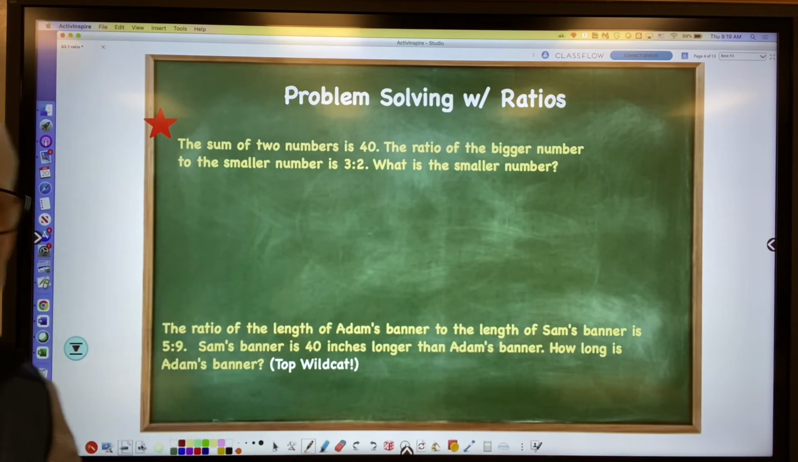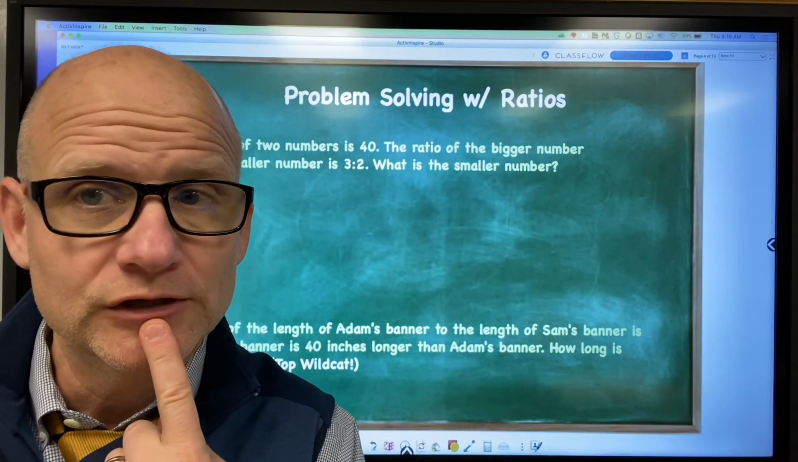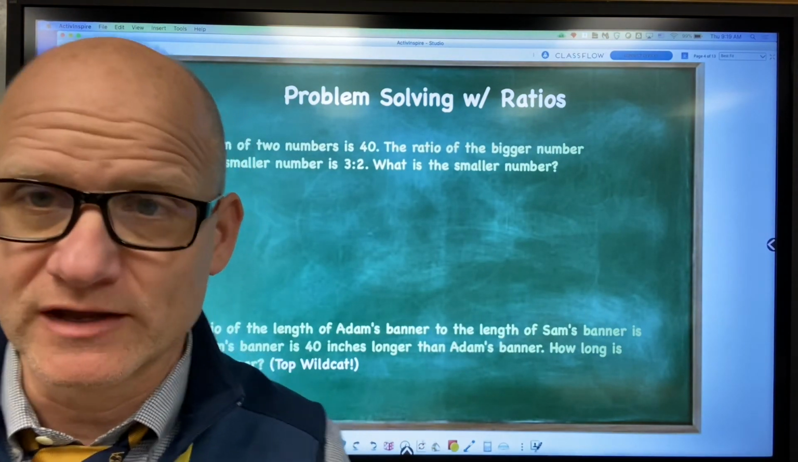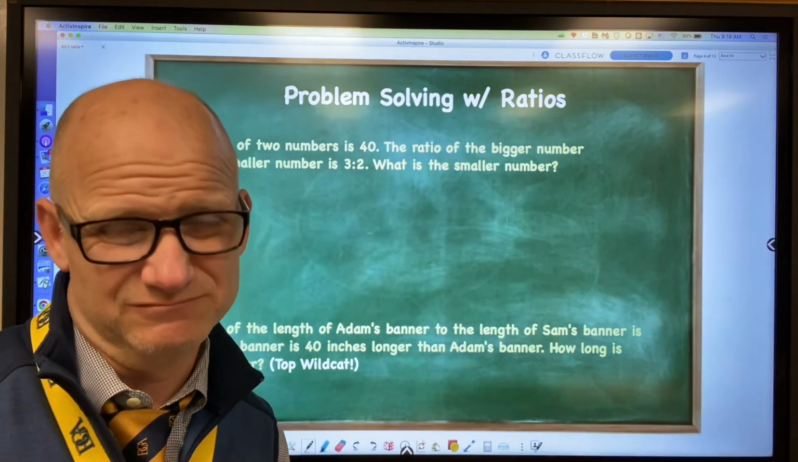And then I even have a top Wildcat question. It's your choice if you want to solve it, but you could earn an extra point to your top Wildcat score. Try this one. It's a little bit harder. I think you can do it though.